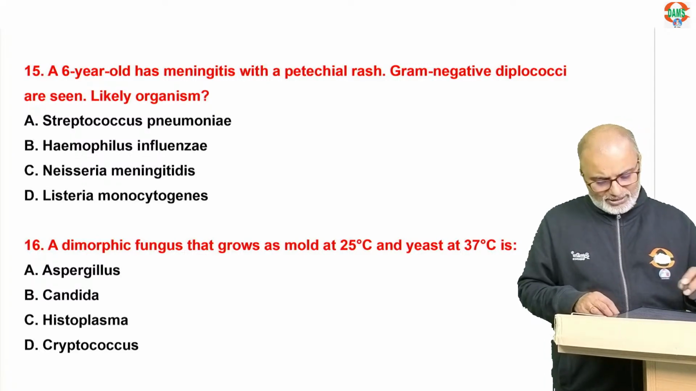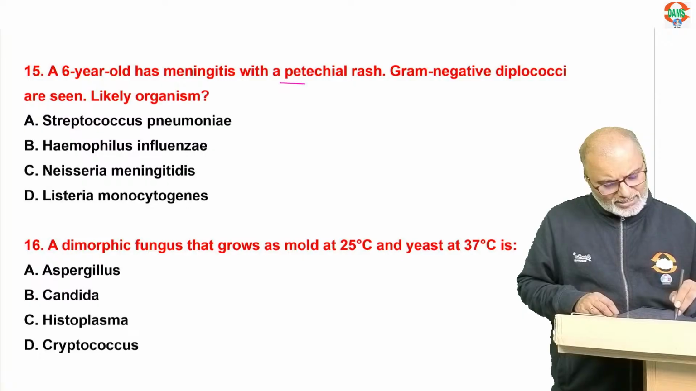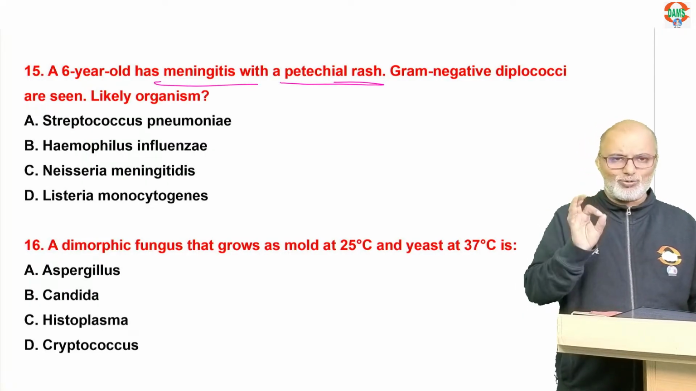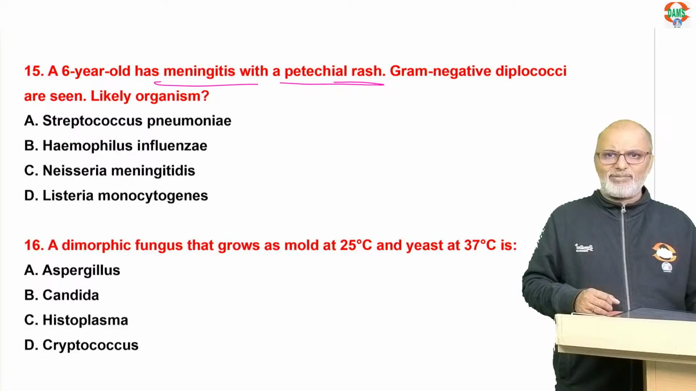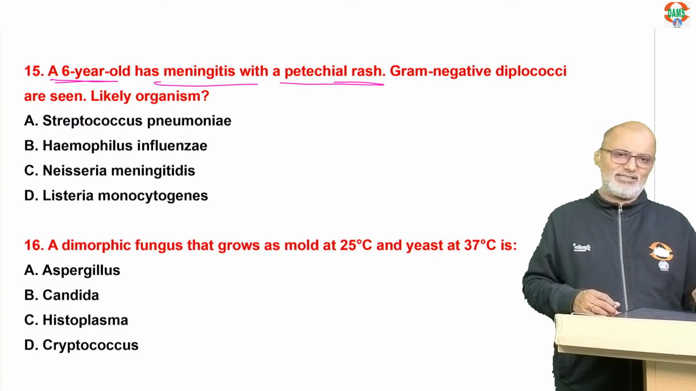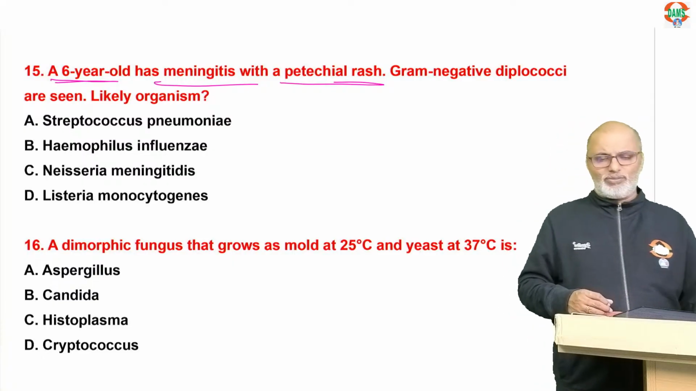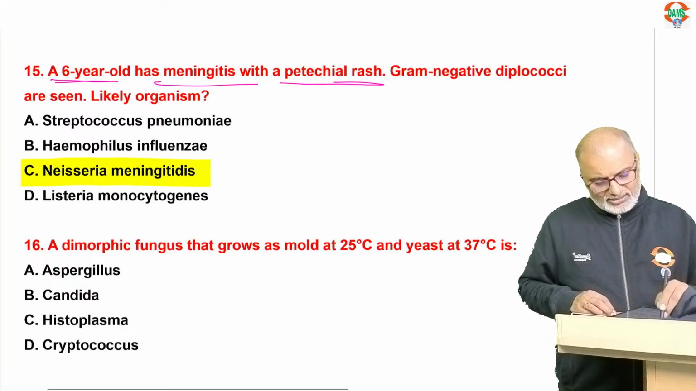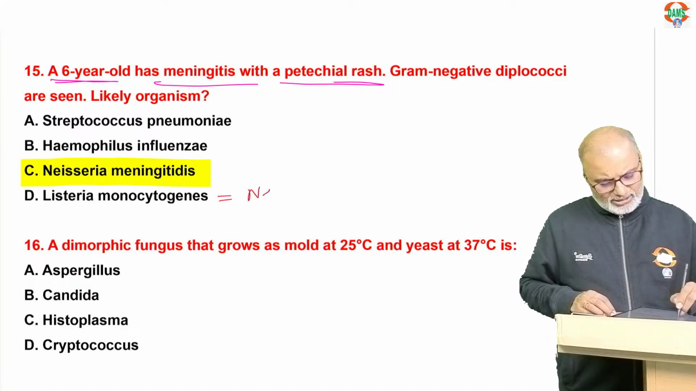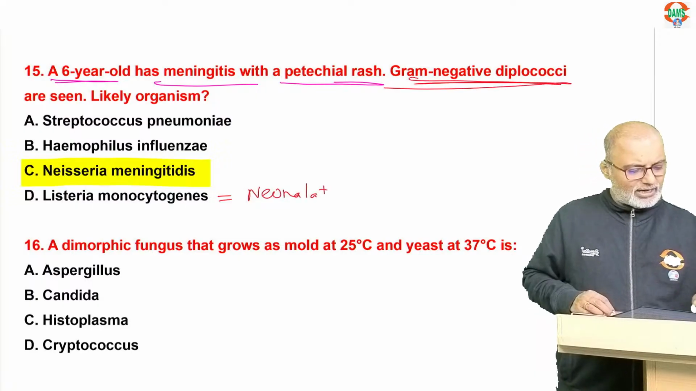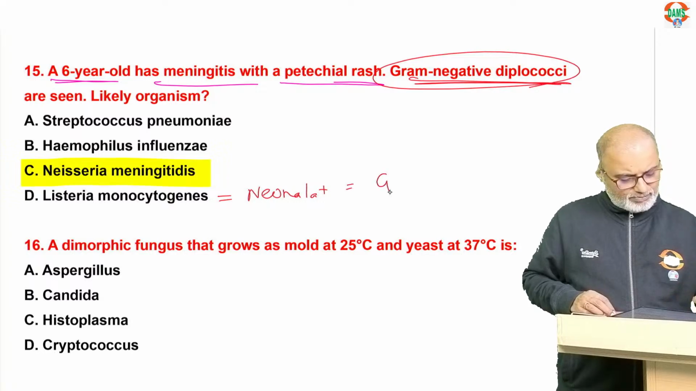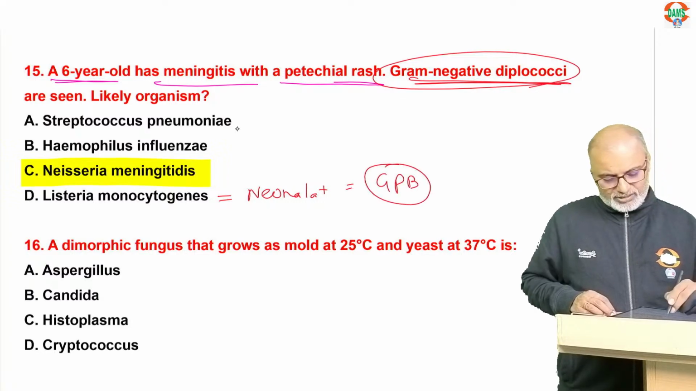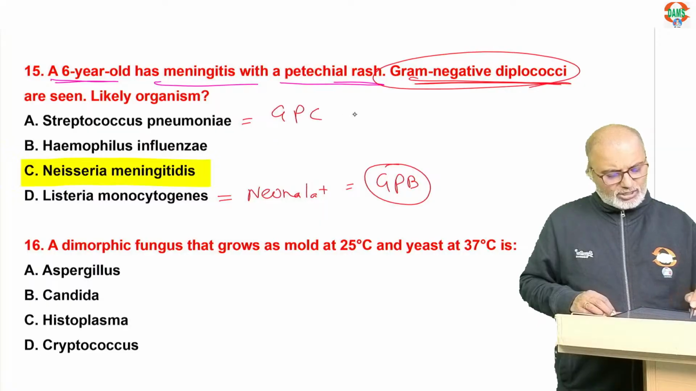So always remember, rash with petechial hemorrhage. That is the clue. But age is least likely, it usually affects adolescents and adults. Age is least likely, but no problem. You can go for Neisseria meningitidis. Listeria causes neonatal meningitis. Gram-negative diplococci is another clue. Listeria is a gram-positive bacillus. Streptococcus pneumoniae, gram-positive cocci, lanceolate shape.